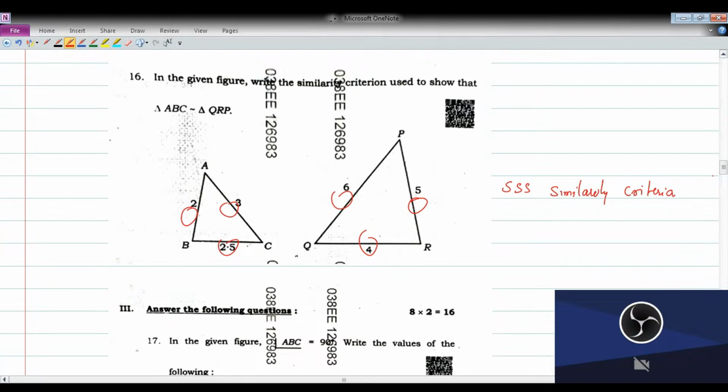Now we'll start with the 2 mark questions. I'm just cross checking. Yeah, is everything going good? Now I'll continue.